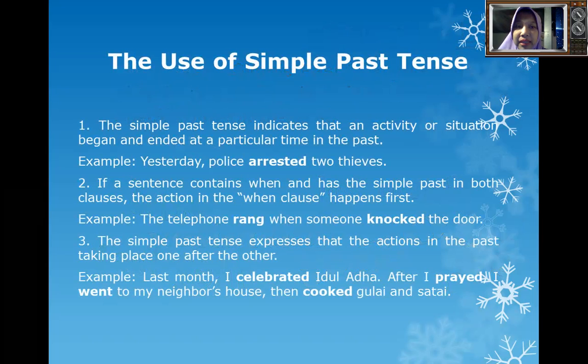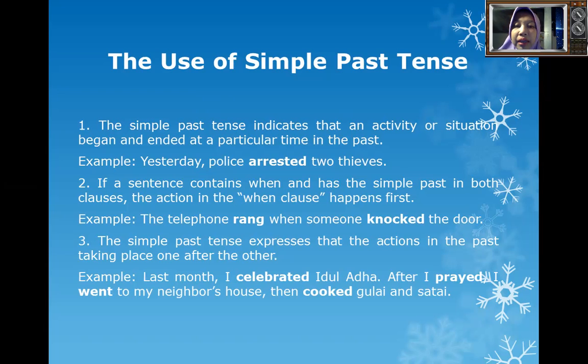The use of simple past tense. First, the simple past tense indicates that an activity or situation began and ended at a particular time in the past. Example: yesterday, police arrested 2 thieves. Second, if a sentence contains when and has the simple past in both clauses, the action in the when clause happens first. Example: the telephone rang when someone knocked the door. You can see here the words rang and knocked, two activities at the same time.